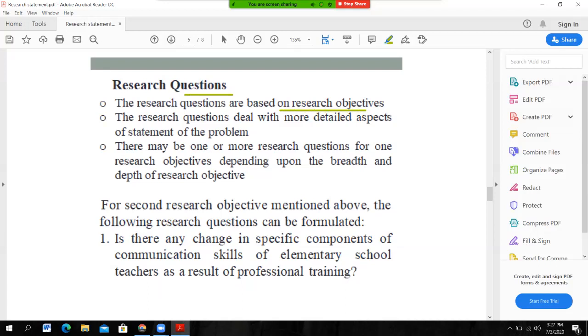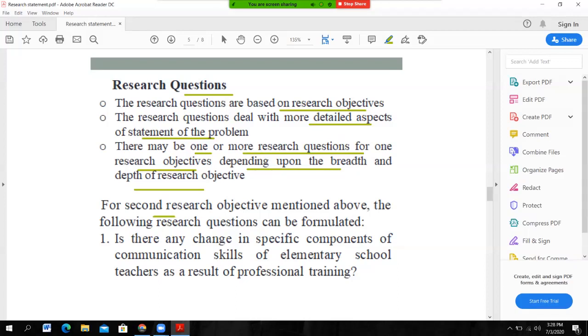And actually the research question gives a more detailed explanation of the problem statement. It is the description of the problem statement. And remember, there may be one or more research questions per research objective. It depends on the depth or breadth of the research objective. But there will always be at least one research question for each research objective.